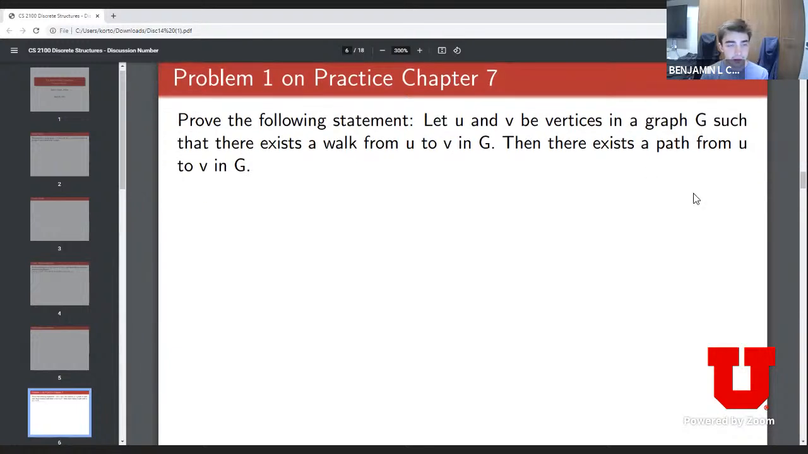All right, so here's another proof about graphs. Prove that if U and V are vertices in a graph and there's a walk between them, then there's a path between them. And I'll give you guys 2 to 3 minutes to think about this one, and then we'll talk about it.